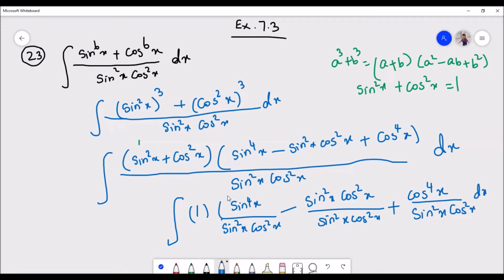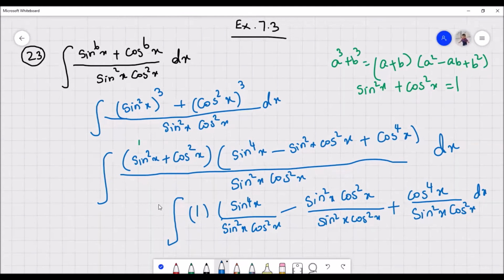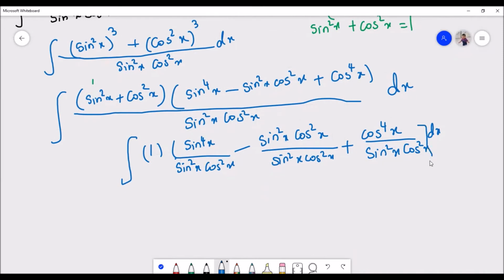First term has become 1. Then for these terms, sin^4 divided by sin^2 cos^2 x, negative of sin^2 cos^2 by sin^2 cos^2 x, plus cos^4 x by sin^2 x cos^2 x. I just split the terms in the fraction. So now we can integrate each part separately.